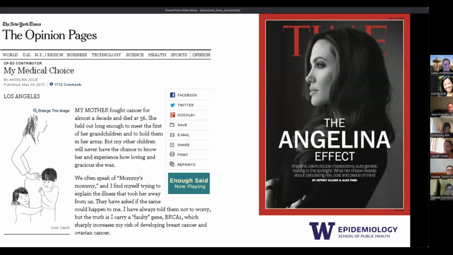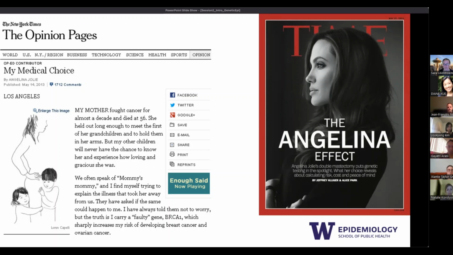Back in 2013, and I realize this might tell you all how old I really am, there was a quote that came out in the New York Times from Angelina Jolie when she talked about her mom passing away from ovarian cancer in her 50s. She was carrying a mutation in BRCA1, and so did Angelina Jolie as well. So she ended up having a double mastectomy and oophorectomy, removing both her breasts and her ovaries in order to prevent disease.